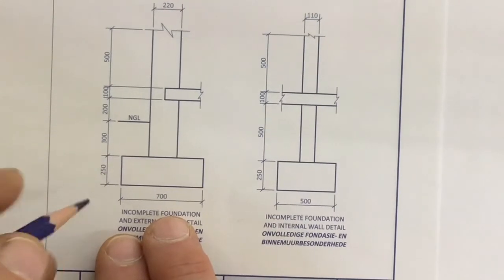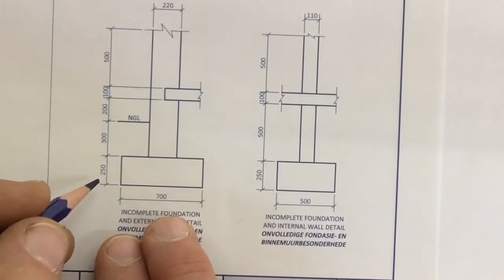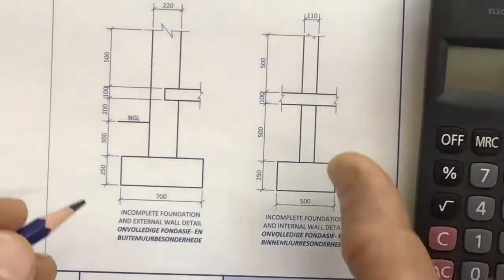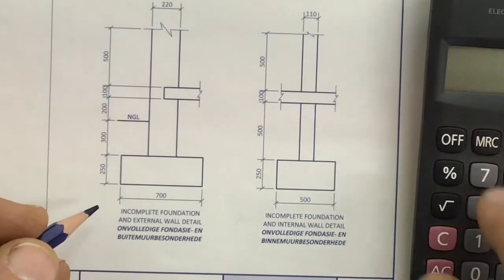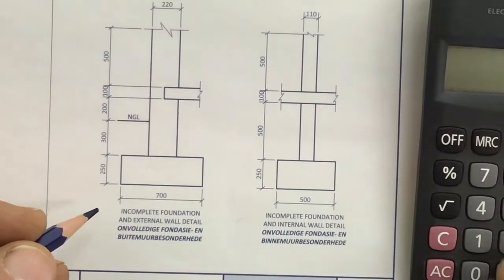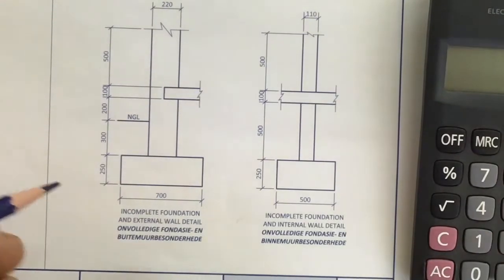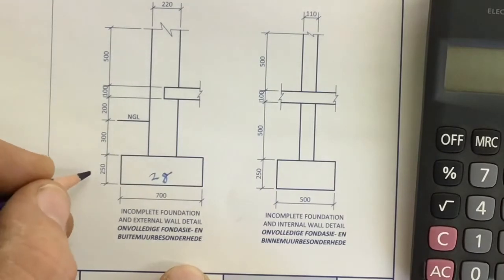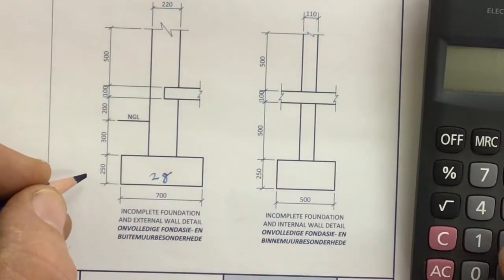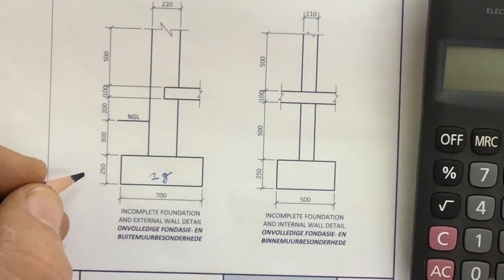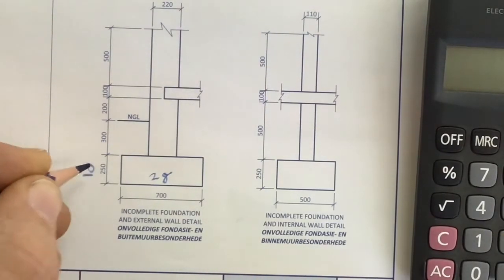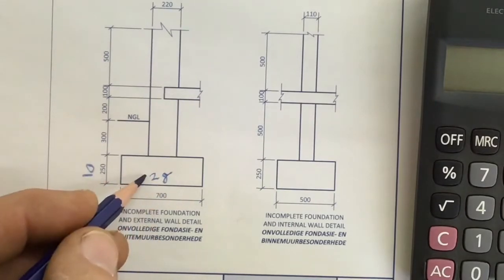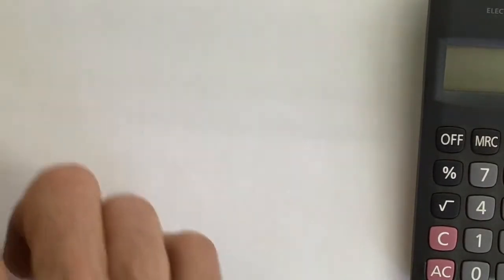I need to take my calculator. I divide the 700, let me help you out there, 700 divided by 25 is equal to 28. So I'm going to have 28 millimeters there. And this is 250 divided by 25, which is equal to 10 millimeters over there. I need to use those dimensions very quickly to draw in my foundation starting over here.